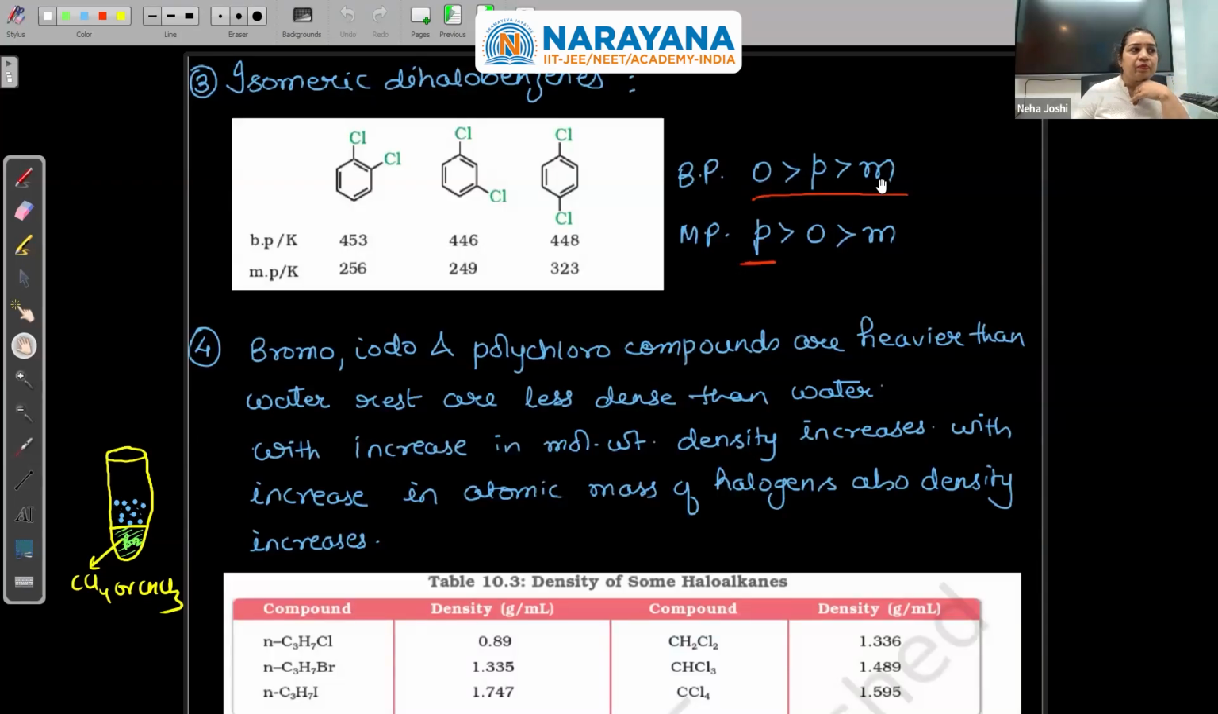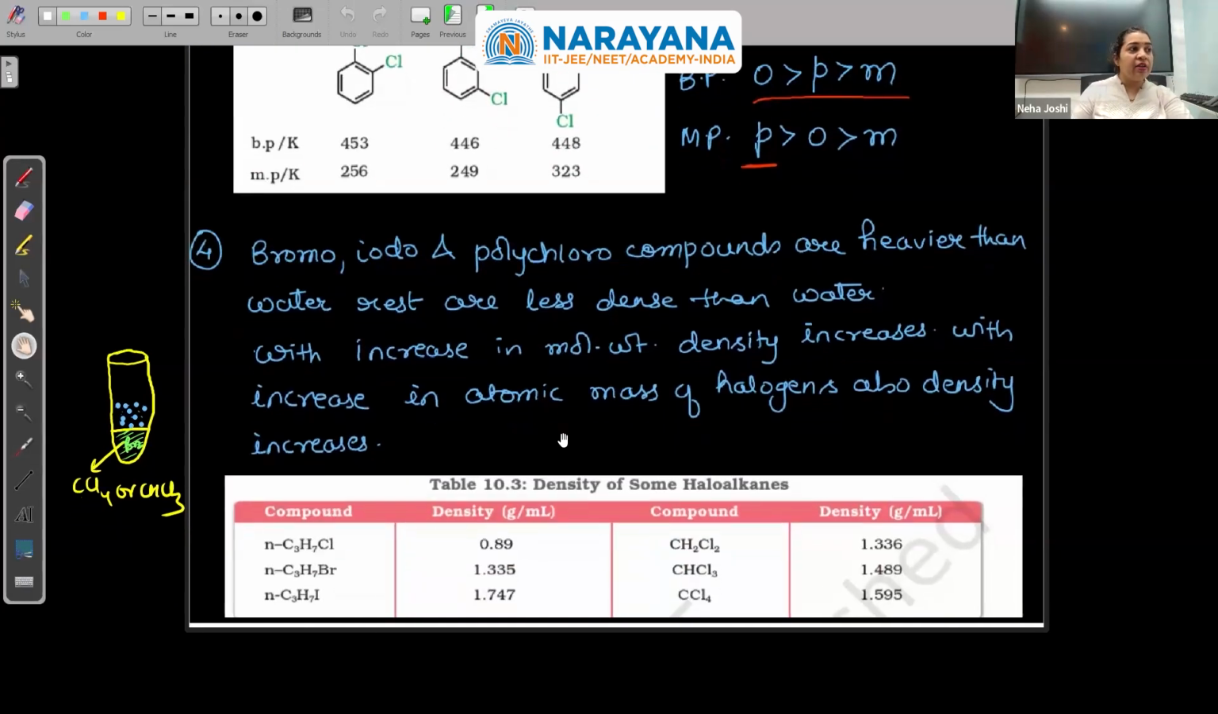Whereas for melting point, para is always major because of the symmetry, and symmetry gives it better packing. They are closely packed. So para, then comes the ortho, then comes the meta. See 323, then 256, then 249. Okay, again a very important point.